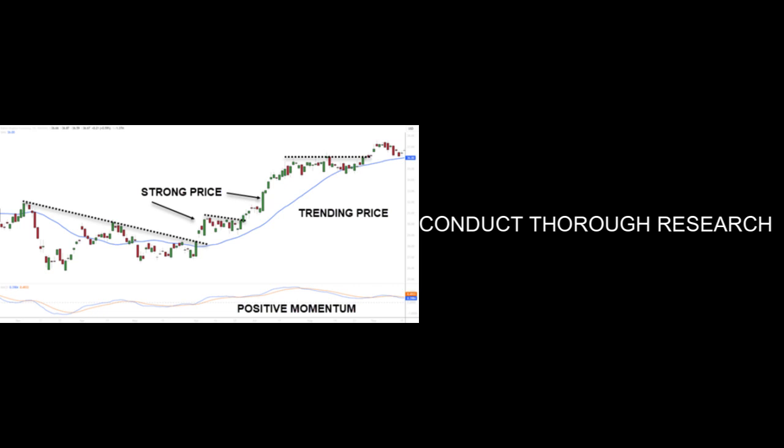Talk about risk management. You've got to protect your capital. Set your realistic profit targets. If you get a stock that moves with a $1 ATR, don't think you're going to make $50 the next day. It's not going to happen.